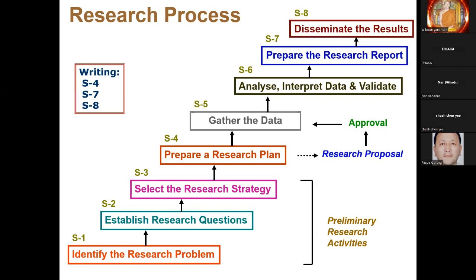So see, the fourth, seventh, and eighth: prepare research plan, the seventh is prepare the research report, and the last is disseminating the results. These are the portions which are related with the writing of a research report, research paper, or research thesis, or the dissertation of MPhil or the PhD course. So these are the stages.